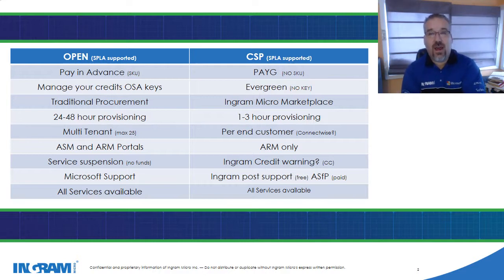At the end of 30 days, you would then receive an invoice. So Microsoft will bill Ingram Micro, Ingram Micro will bill you, and you'll bill your customer. So at the end of 30 days, you would then, again, bill your customer, and then the 30-day cycle would continue. So in a nutshell, that's the difference between our Open model and our CSP model.